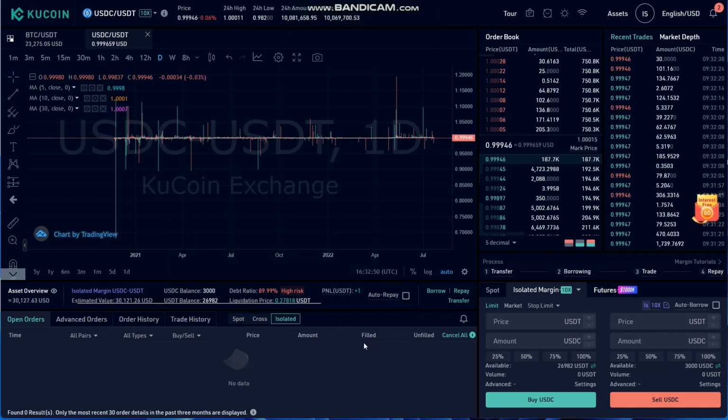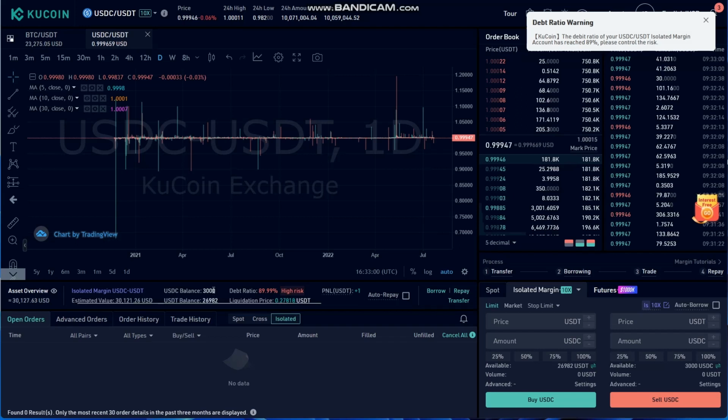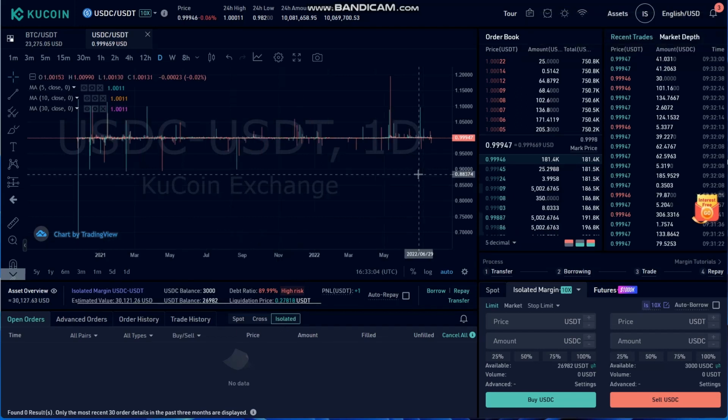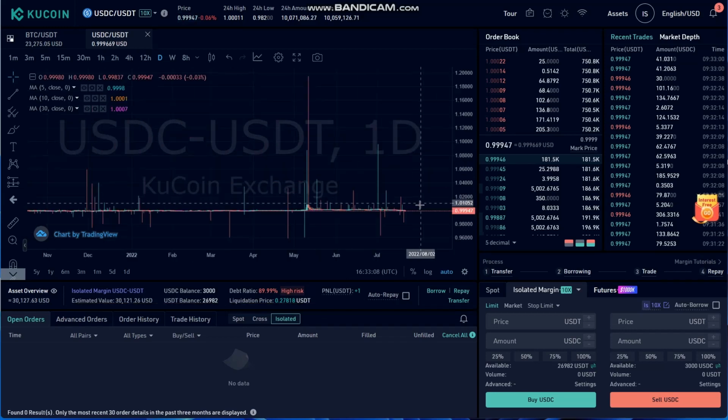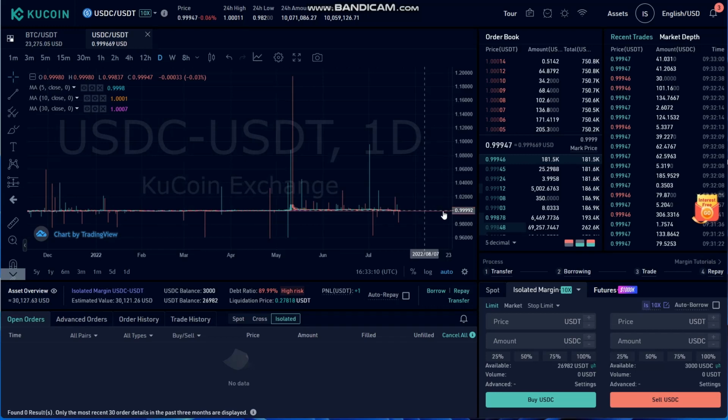Okay, so now I have 27,000 USDT and I have 3,000 USDC. And there are two ways to continue doing this. One way is you buy all your USDC at current market price, basically around 1.0, and then you set limit sell orders above, like 1.01, 1.02, 1.03, things like that.